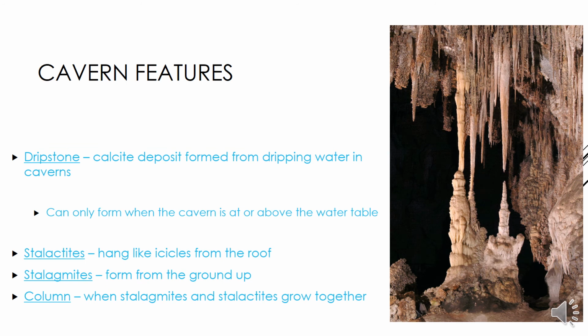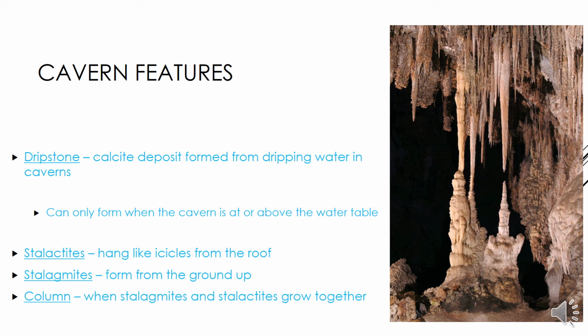Cavern features: dripstone. This is a calcite deposit formed from dripping water in caverns. It can only form when the cavern is at or above the water table. If it's below the water table, it will be underwater. Stalactites hang like icicles from the roof, and stalagmites form from the ground up. The way I remember the difference between these two is stalactites has more letters that are tall, so it's on the roof. Stalagmites has more short letters, so it's on the floor.